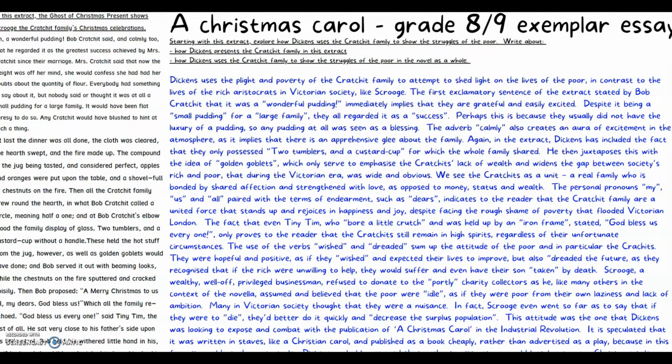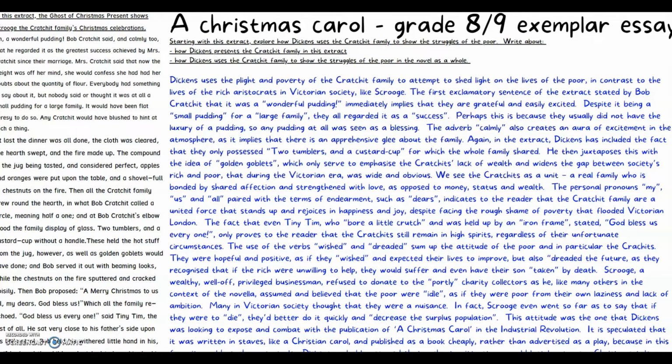So Dickens uses the plight and poverty of the Cratchit family to attempt to shed light on the lives of the poor, in contrast to the lives of the rich aristocrats in Victorian society. So there you have AO1 of answering the question, and you have AO3 right in the first sentence talking about context in Victorian society.